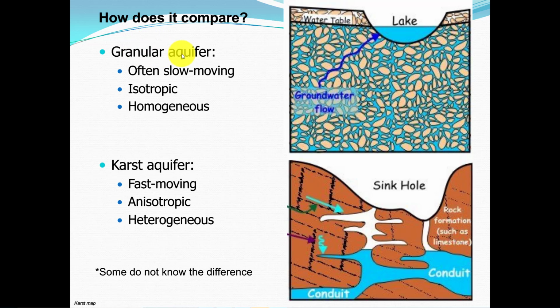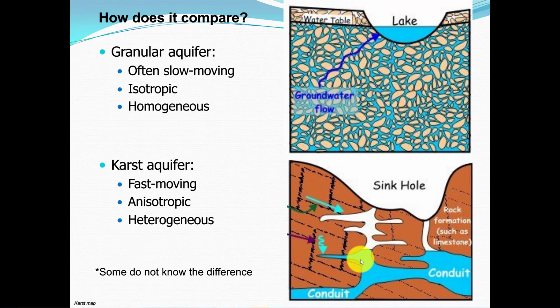In a granular aquifer, in other words, a non-karst aquifer, you often have slow-moving water. It is isotropic, meaning it's moving away from a central point at an even rate, and it's homogeneous. In a karst aquifer, the water is often fast-moving. It's anisotropic, meaning that it can move much faster in some directions than other directions.